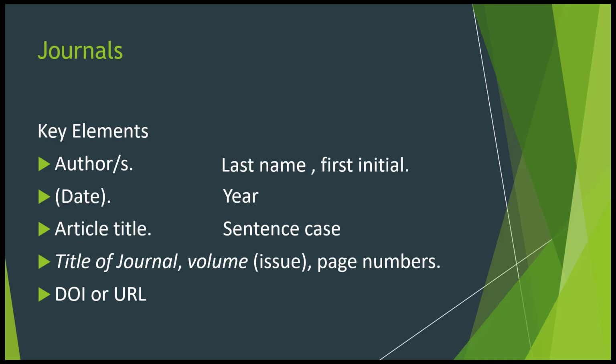The next element we look at is the title of the journal. It's provided in capitalized form, so the main words are capitalized. And following that, we give the volume and the issue number, and we follow that with the page numbers when they're available.